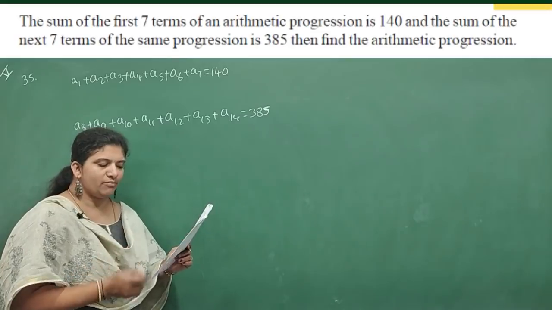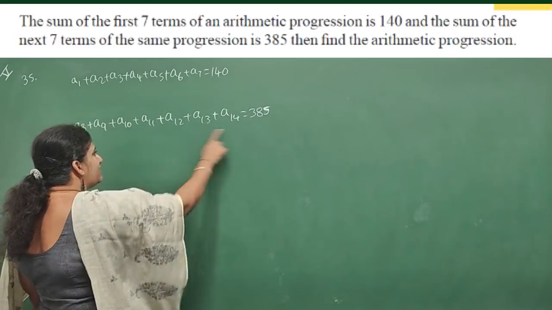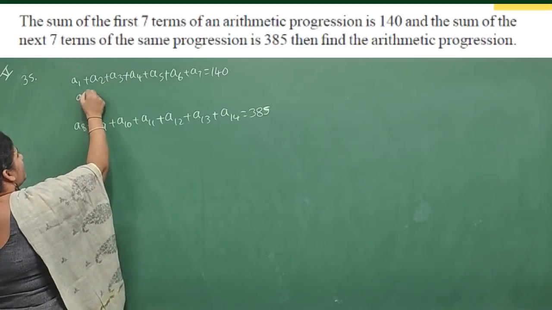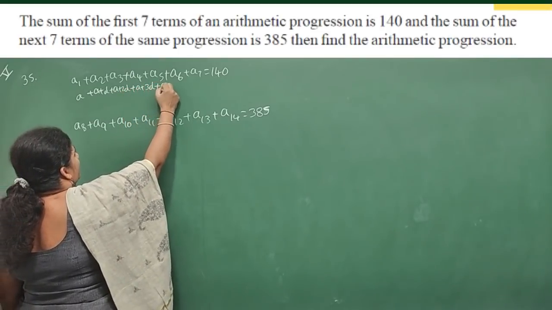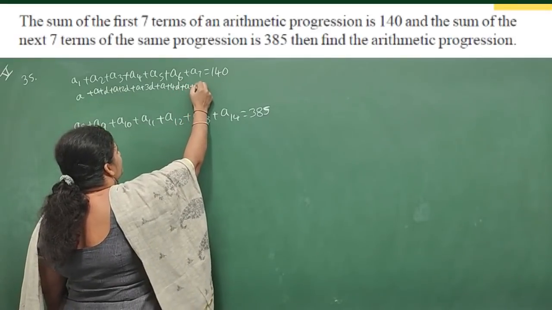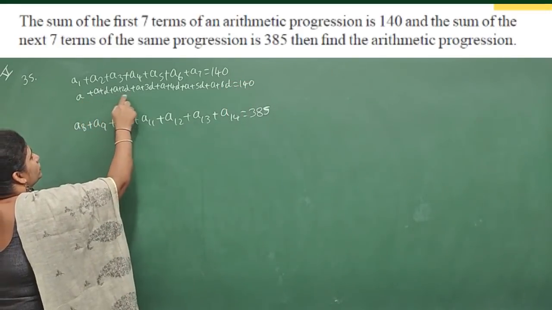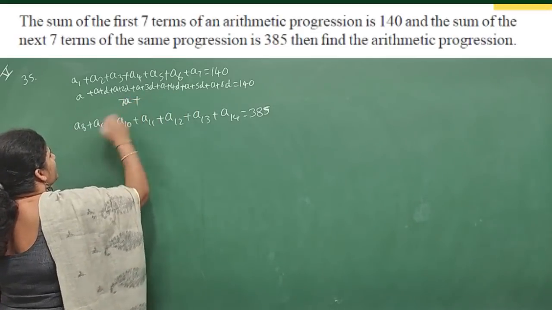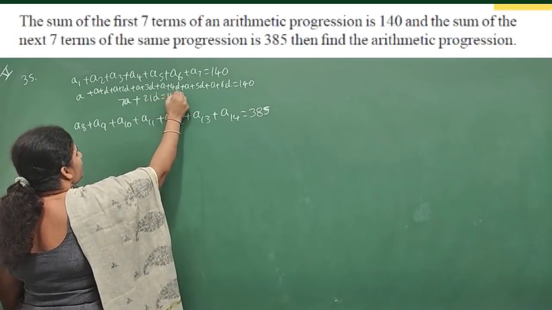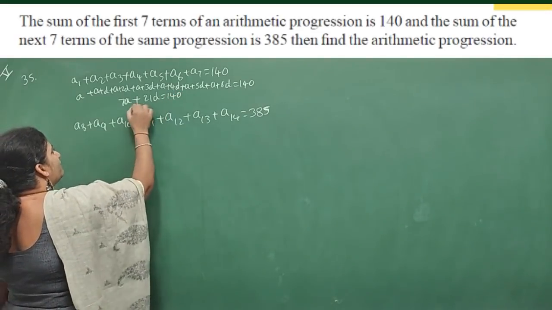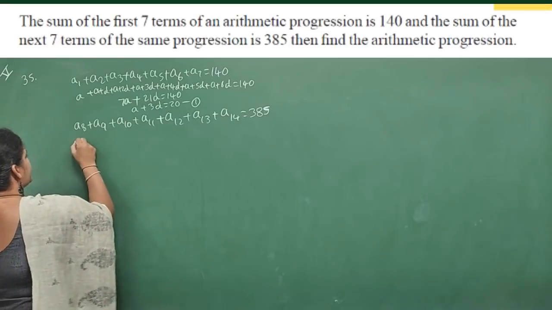Understand the problem carefully. The sum of first 7 terms of an arithmetic progression is 140. So write all the terms, 7 terms, 140. The next 7 terms, 385. Now write this in general form. A, A plus D, A plus 2D, A plus 3D, A5 means A plus 4D, plus A plus 5D, plus A plus 6D is equal to 140. Add all these. 7A plus 3D, 6D, 10D, 15, 21D is equal to 140. You can take out 7 common and divide with this. A plus 3D is equal to 20. Mark this first equation.